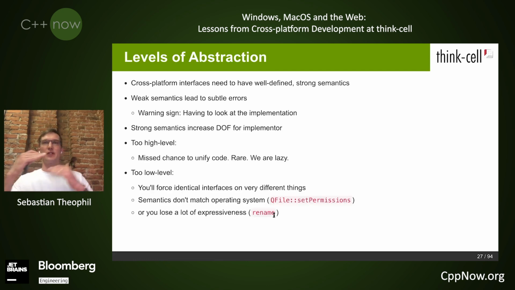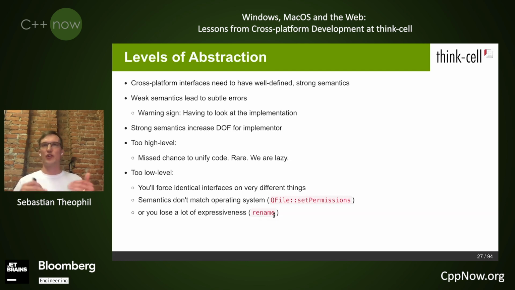And when you're introducing this cross-platform boundary, where your platform-specific code starts, there are two mistakes you can make. You can start to put that at too high a level in your code, and then you miss the chance to unify some code that would actually have been identical on each operating system. This is very rare in my experience, because we as programmers are very lazy, of course. But I've done the opposite mistake quite a lot of times, and I've introduced cross-platform interfaces that were just too low level. That didn't work out that well in the end.